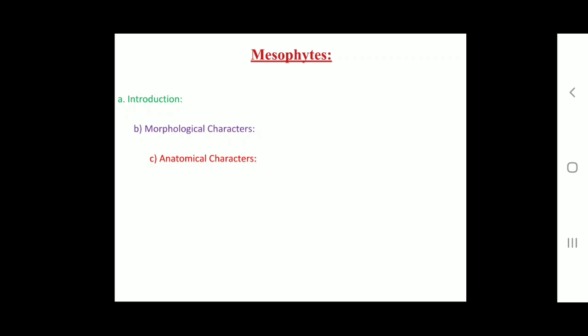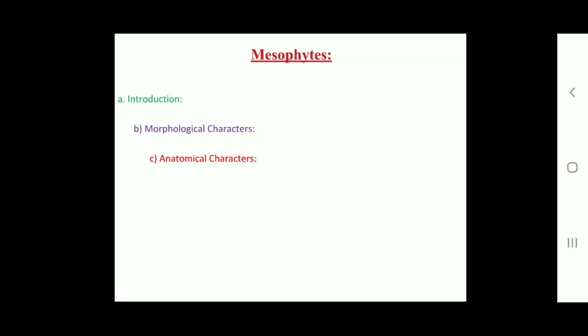Chapter number 6, part 2, that is mesophytes. First we see the introduction about these mesophytes, that is plants of common habitats. These are ordinary plants which grow under average conditions of temperature and moisture.